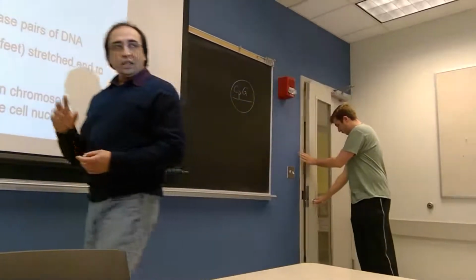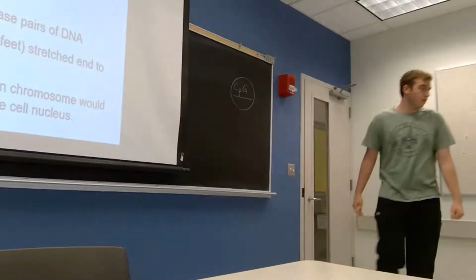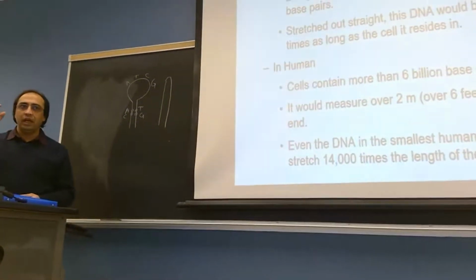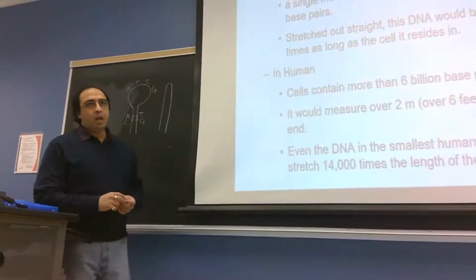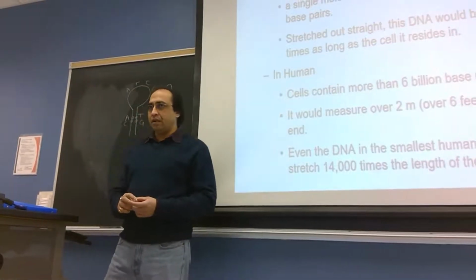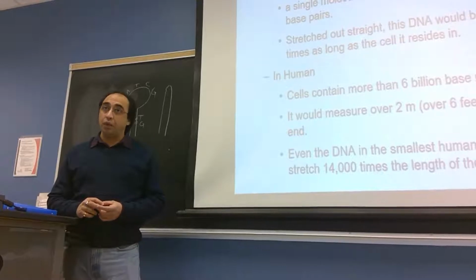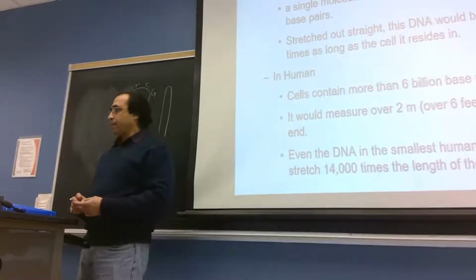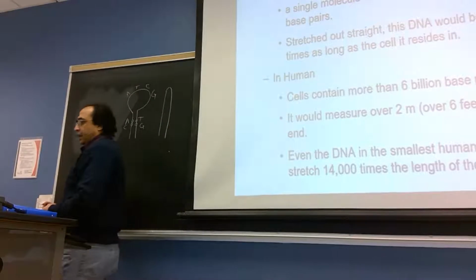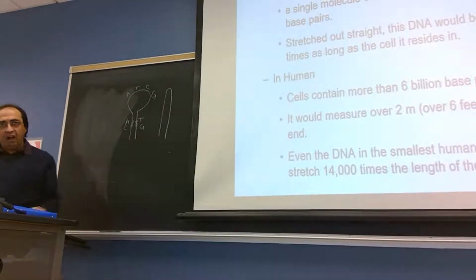Now, this chromosome is made up of DNA. In case of bacteria, the chromosome is made up of only single DNA. But in case of eukaryotes, the chromosome is made up of DNA and protein. Now the thing is that DNA is very long. It is a very long chain.